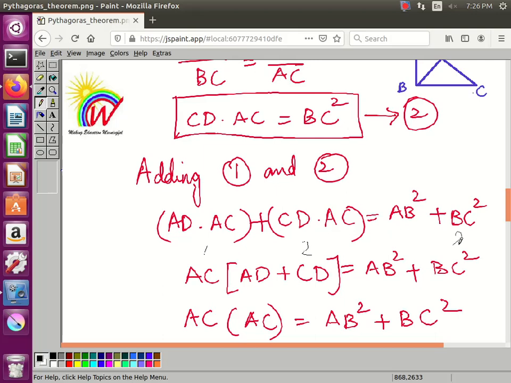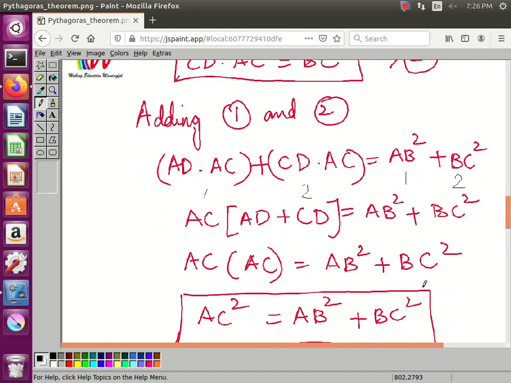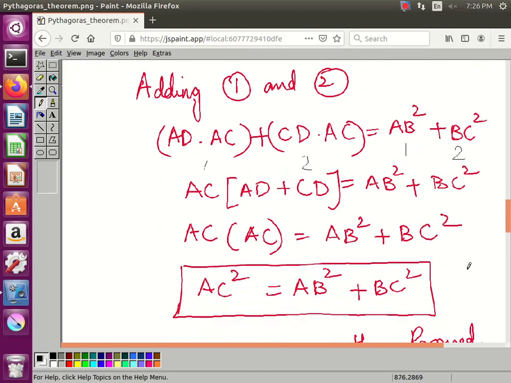So now we add it this way. When you look at the left side, you have got AD into AC and CD into AC. Both of them have AC common. So I take AC outside as a common factor. Now when I take AC outside, what am I left with? I am left with AD from the first bracket and CD from the second bracket.